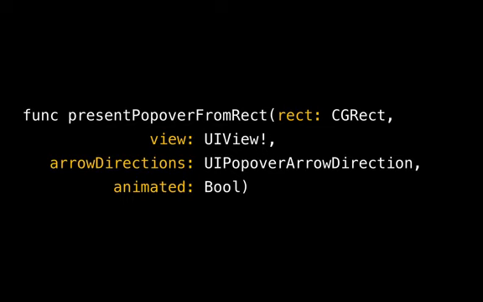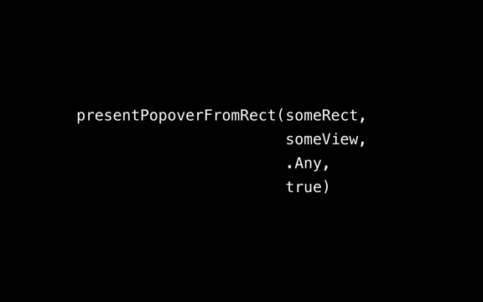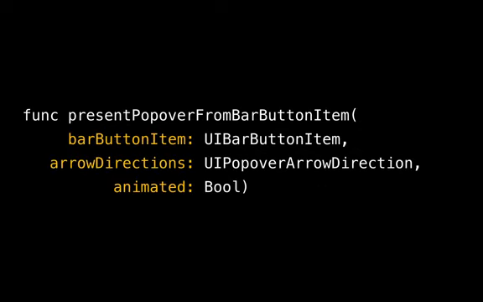So you've got a function, present popover from rect, rect view, arrow directions, animated. That produces a call site that looks like this. Okay, again, not specific enough. Not a really good description of what's happening. What's any there? I have no idea. What does true mean? I don't know. Some rect and some view are at least descriptive enough, but that doesn't really help me out if those aren't my variable names. If we redeclare, oh, and then we've got present from bar button item, and that throws another wrench into it, which is, okay, now I've got bar button item, but arrow directions and animated are still there.